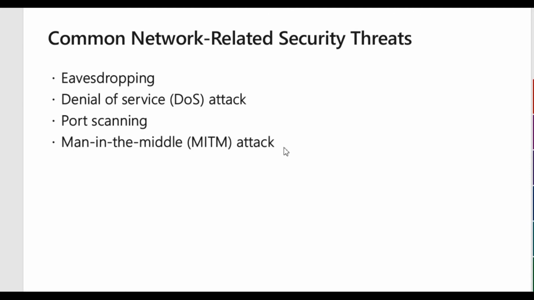Then man in the middle attack. A man in the middle attack mostly happens internally within the company, but it could be from outside as well. For example, you're sending some traffic from your computer to the router. In the middle, there may be another laptop or another desktop which is part of your network that may get some information from your packets.